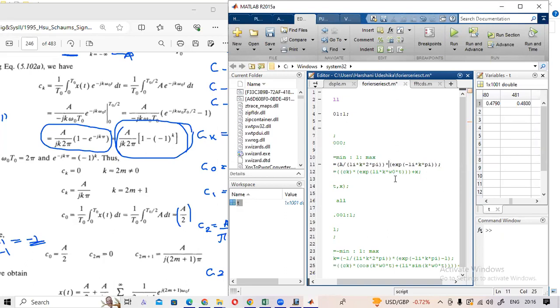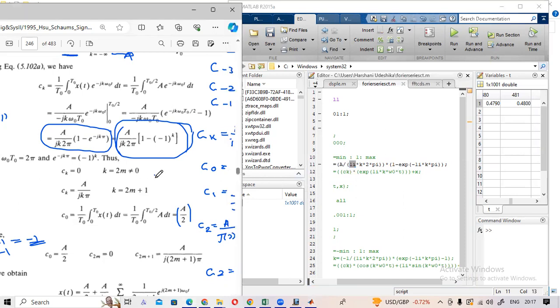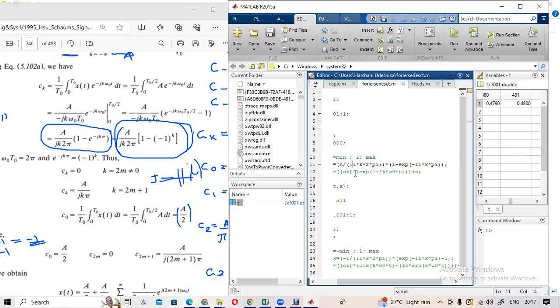It should be 1 minus... okay. So now that is okay. A divided by J. This is J, 1i. So normally we can use i or j. If you use 1i, that is good in MATLAB. And here also, without the 1 you can also write it.